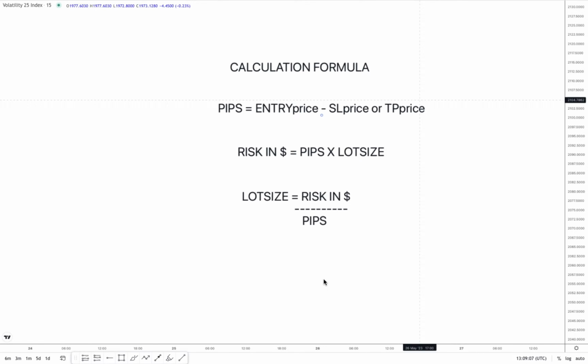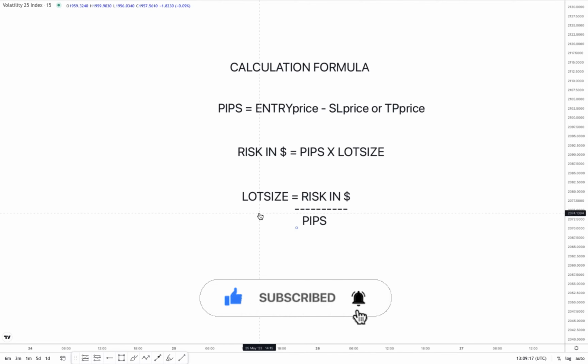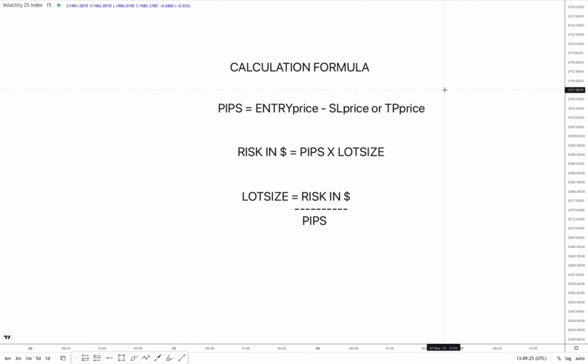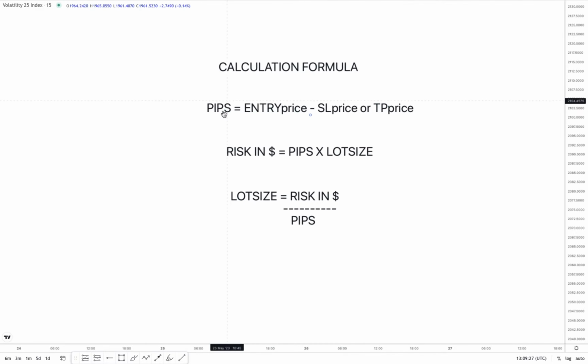So the number one thing to know before you understand the pip calculation is the formulas. This is the formula for pip calculation. If you want to know how to calculate the pip difference between a particular zone and a particular area, from a particular point to the other, this is the formula you need.